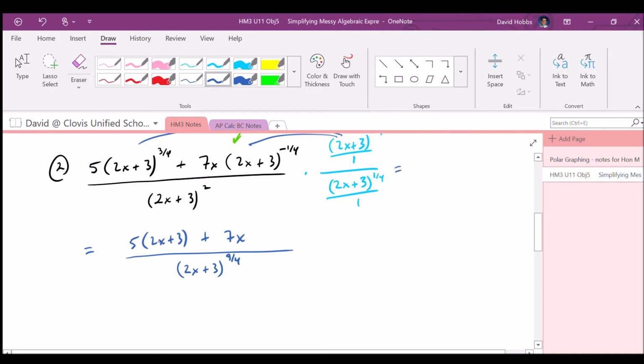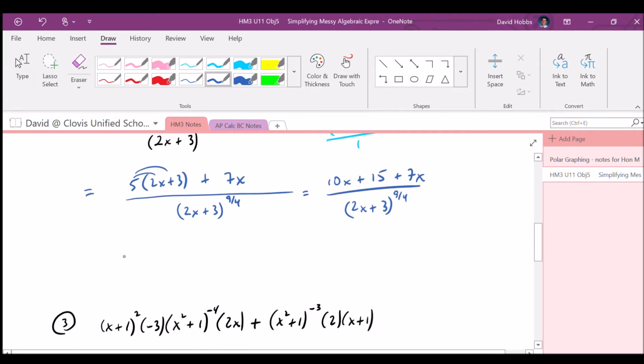Now again, much like the last one, we're not in factored form in the numerator, so do not try to reduce the (2x plus 3)'s right now. You do not reduce unless you're in factored form. So we can distribute 5, so 10x plus 15 plus 7x all over (2x plus 3) quantity to the 9/4. And we can combine like terms, and so we can get 17x plus 15, which, by the way, does not factor in any way.